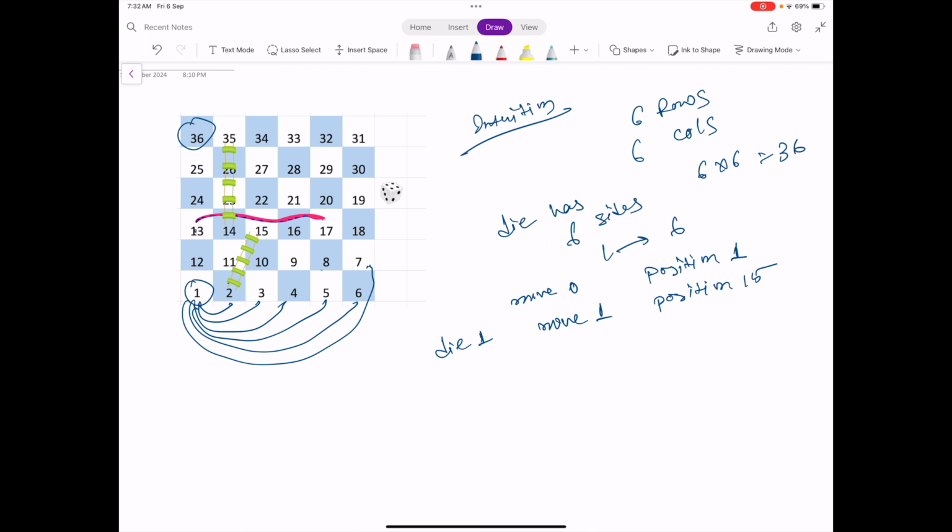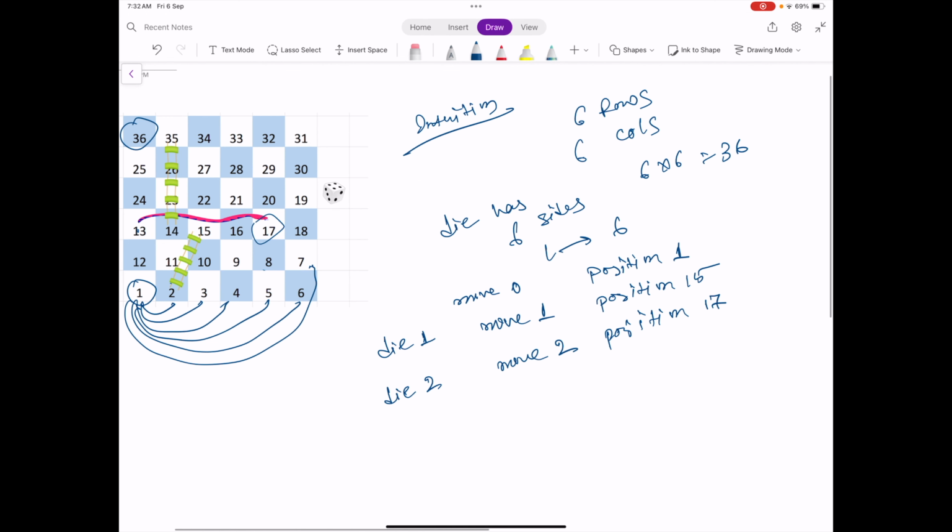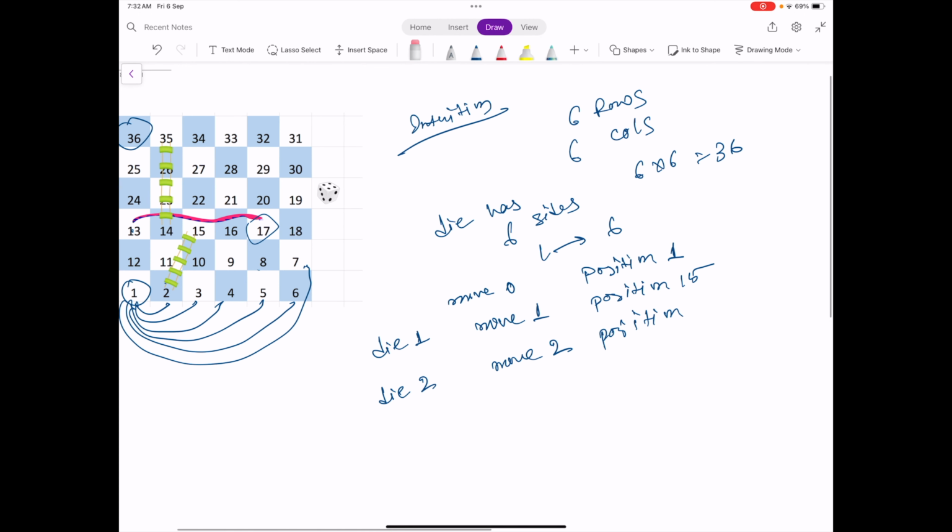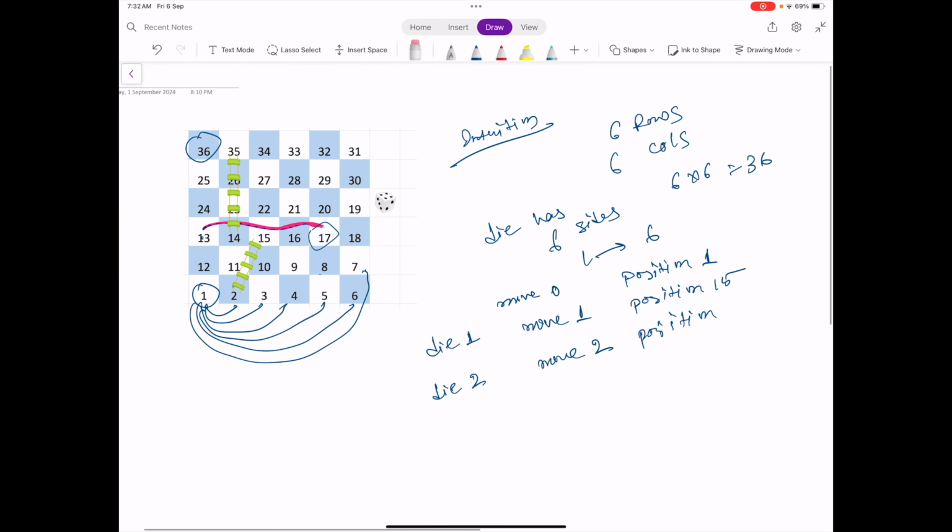Next, let's say in the die we got 2. So the move will increase to 2, and then the position will go to 17. We have traveled to 17 over here, and there is a snake over here. So this 17 position, because of the snake, will be changed to 13.